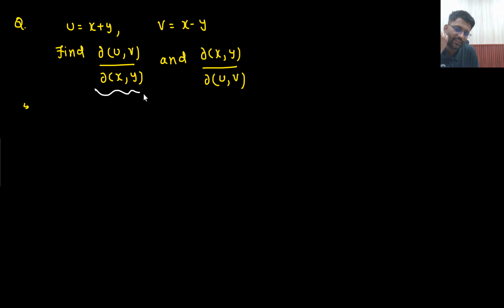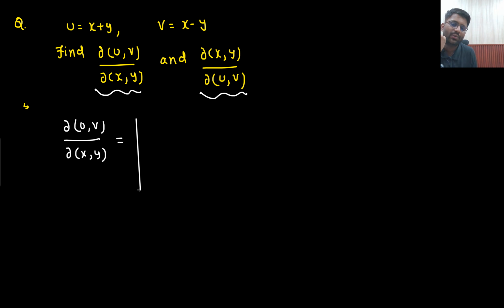You need to find out this value as well. So first of all, what are we supposed to find out? Del(u,v) divided by del(x,y). This is what we are supposed to find out. So on the upper side, who is there? U is there, no? So let's care about the upper side. U and v are there. So ux, uy, vx, vy.